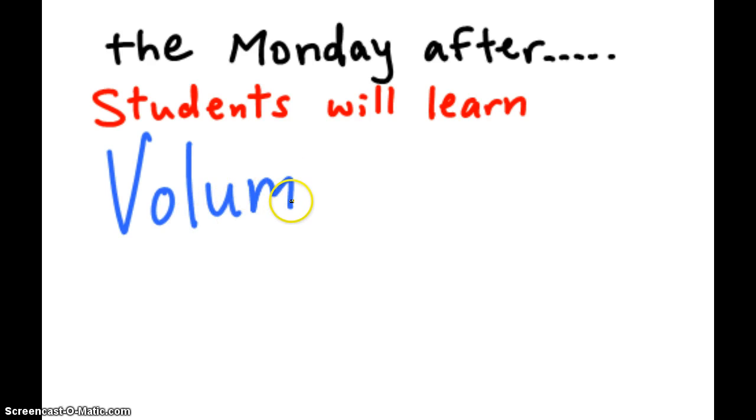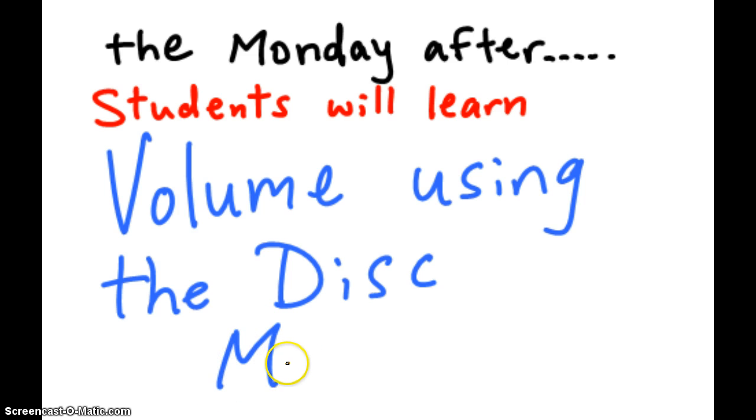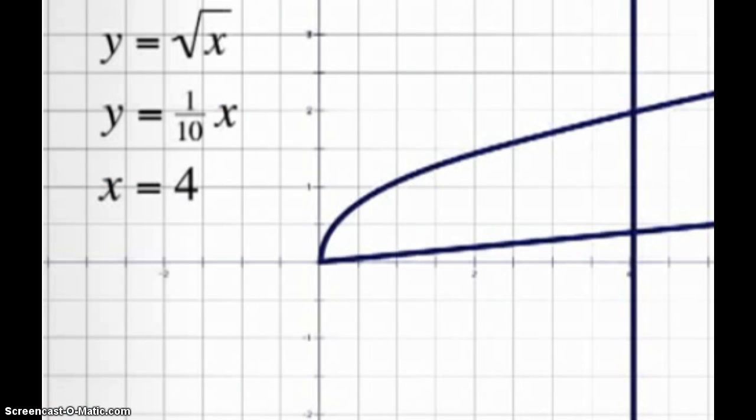So what you missed is volume using the disk method. Now this method is going to involve rotating a region that's bounded by some graphs around an axis, creating a three-dimensional solid which has volume. So in order to find this volume, we first need some graphs.